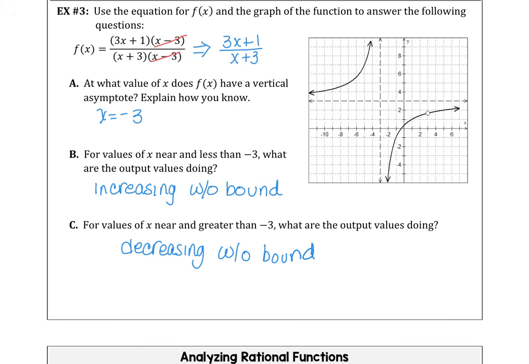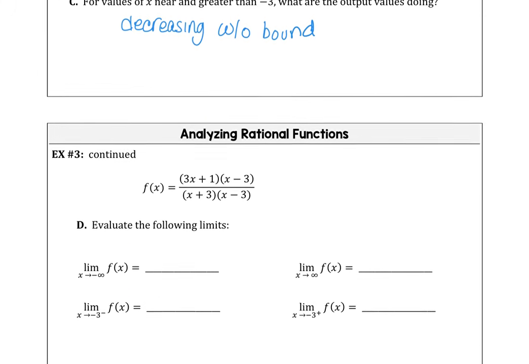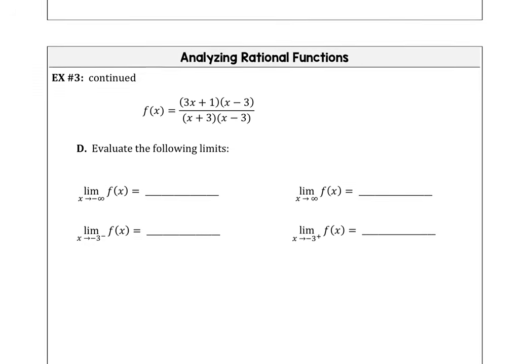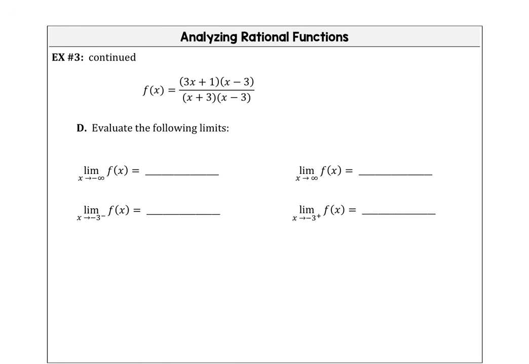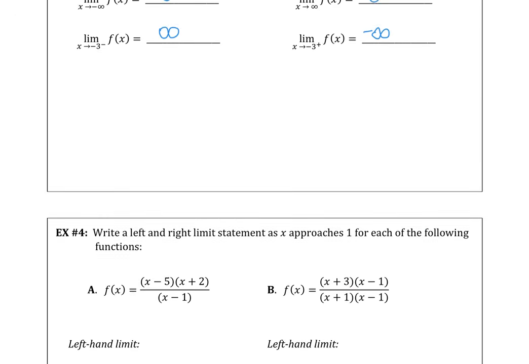In example 4, we want to write a left. Oh no, we're not finished here. I'm sorry. Let's see, evaluate the following limits. The limit as x approaches -infinity is going to be 3. The limit as x approaches +infinity is also 3. That's our horizontal asymptotes. And then the limit approaching -3 from the left is unbounded up, or increasing without bound. And the limit as x approaches -3 from the right is decreasing without bound. Now we can move on to example 4.